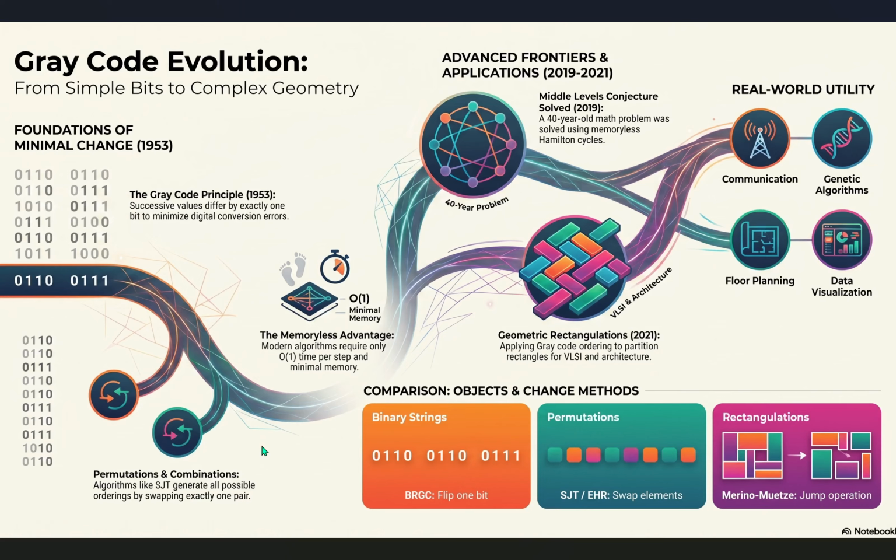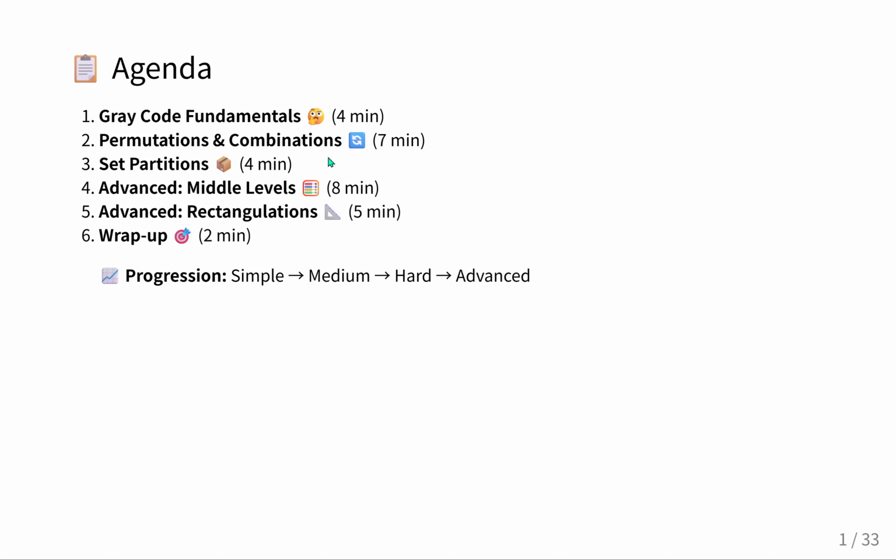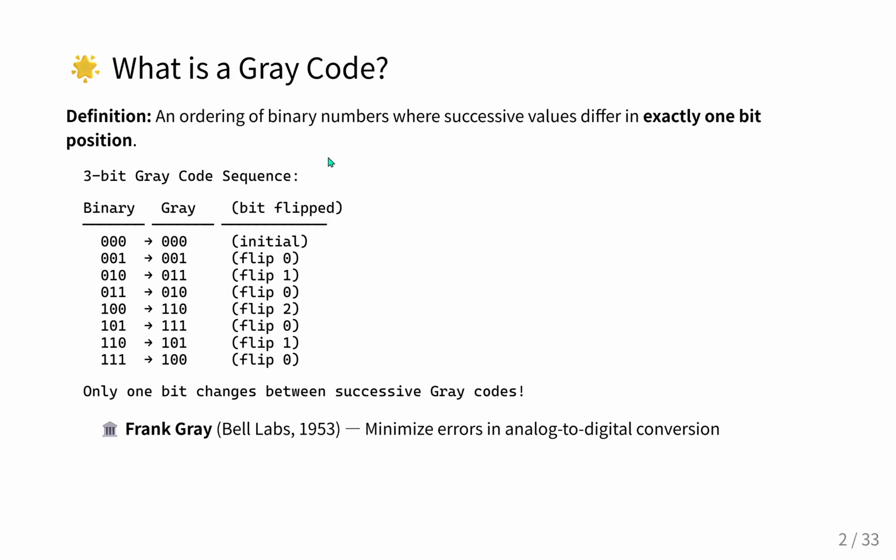Okay, let's unpack this. To really understand how a computer can juggle millions of variables without remembering its own past, we have to start back in 1953. At Bell Labs. Yes, Bell Labs, with a researcher named Frank Gray. Right. So at that time, engineers were really wrestling with analog to digital conversion. They were trying to take a continuous physical signal like a sound wave or maybe a voltage reading and convert it into a digital binary code. Which is just sequences of zeros and ones, right? Exactly, just zeros and ones.